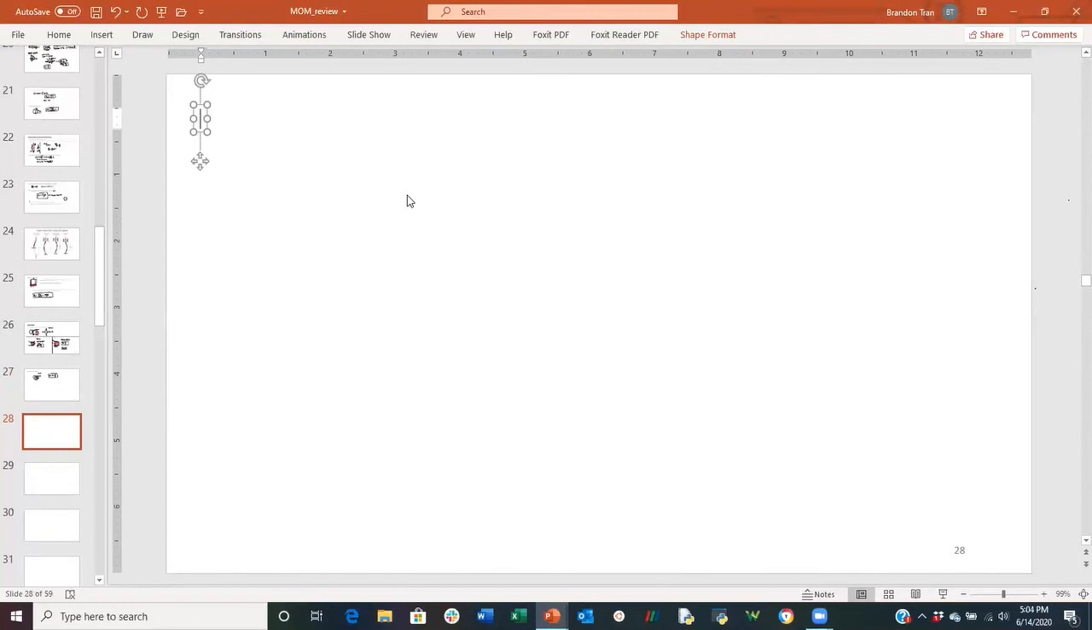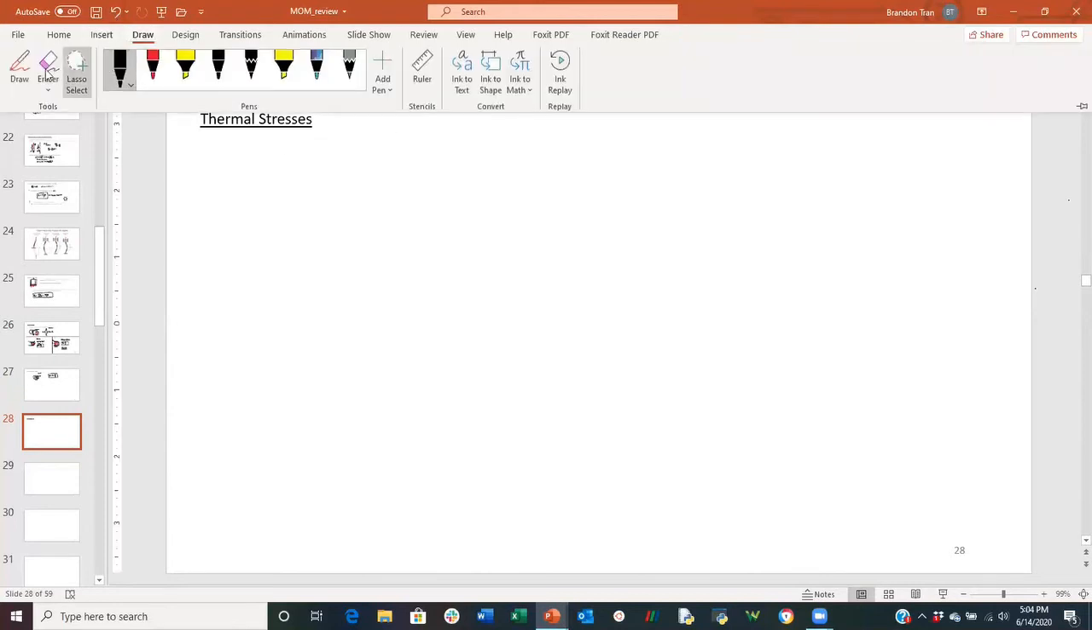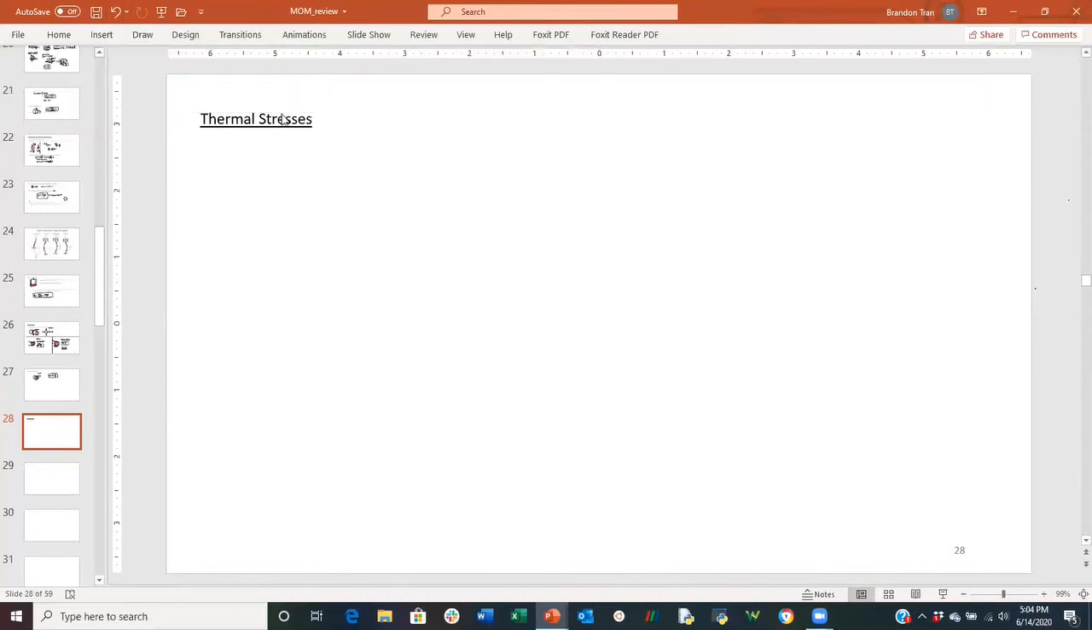Okay, where's the next part? There it is. So the next thing to discuss is the thermal stresses. The next topic of discussion is thermal stresses. So thermal stresses, relatively easy.